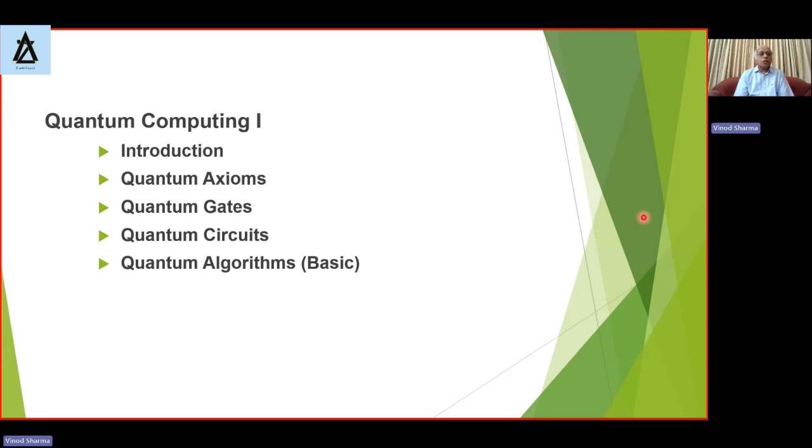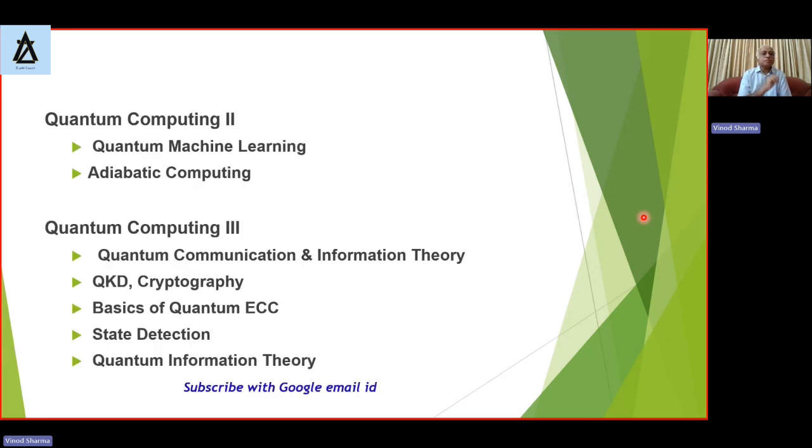In one, quantum computing 1, we will provide the introduction of what it is. We will also explain quantum axioms, which differentiate quantum computers from classical computers. Then we will explain quantum gates, which are the corresponding things to classical gates. We will explain quantum circuits, which correspond to digital circuits, and then we will explain the basic quantum algorithms, the ones that we have mentioned here in this introduction.